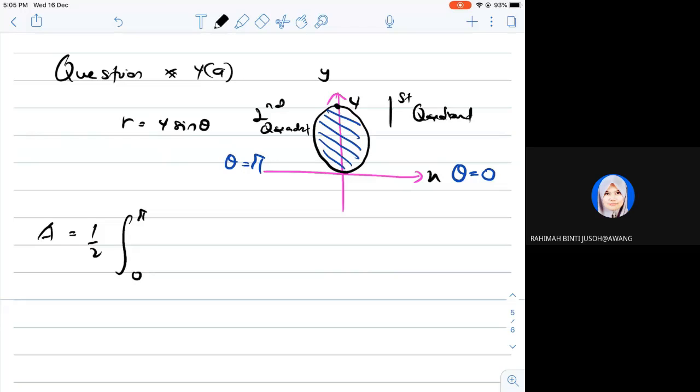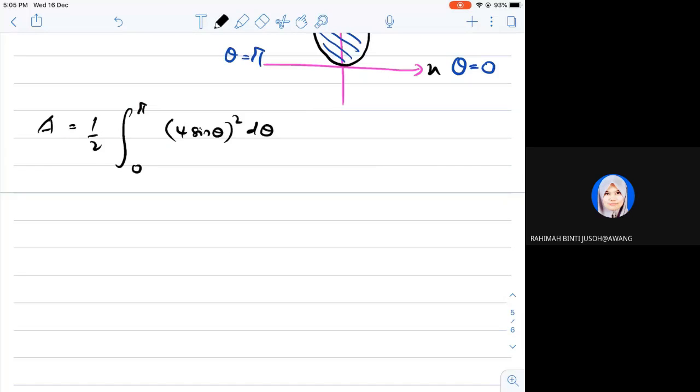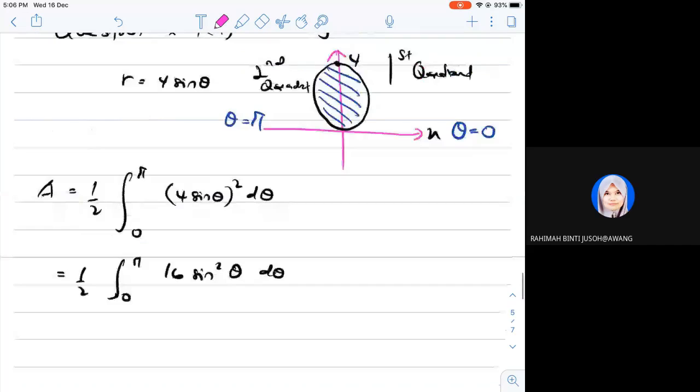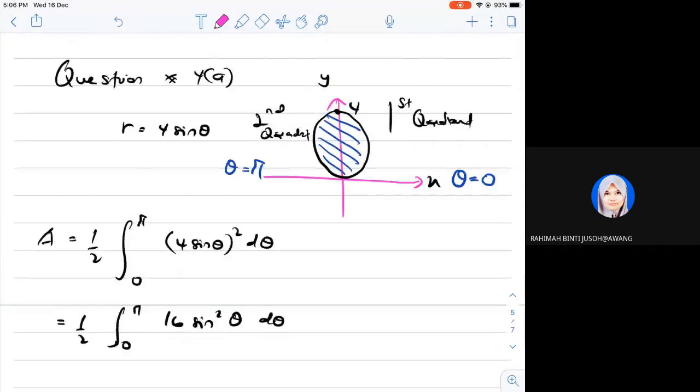So r squared, r is 4 sine theta squared d theta. So let us proceed. 1 over 2, 0 until pi, we have 16 sine squared theta d theta. Can we do half? Yes, of course you can, from 0 until pi over 2, and then you have to multiply by 2.